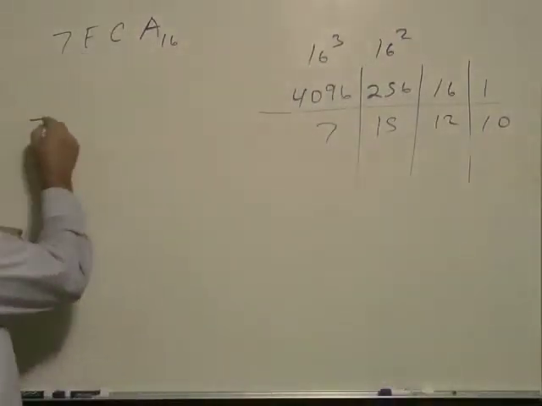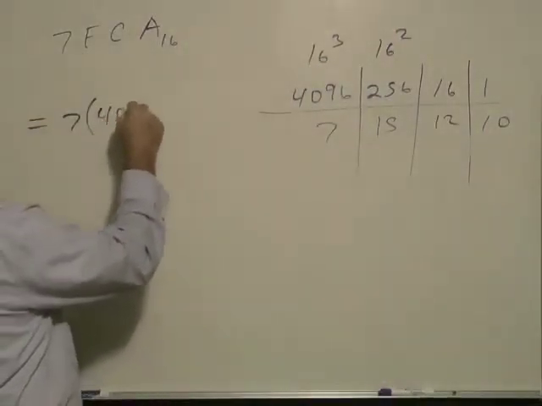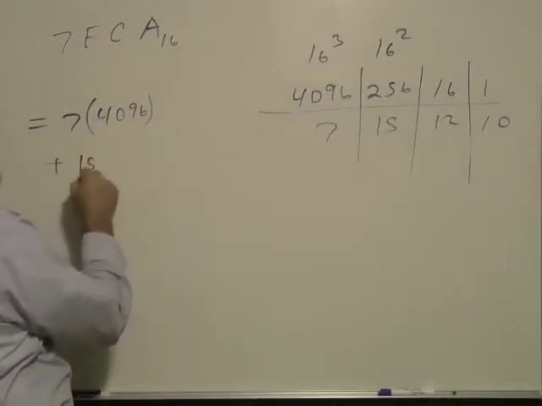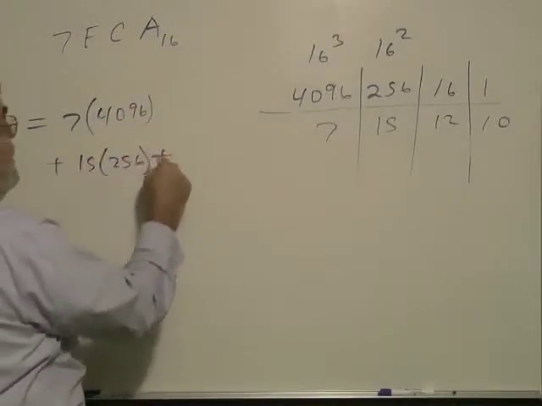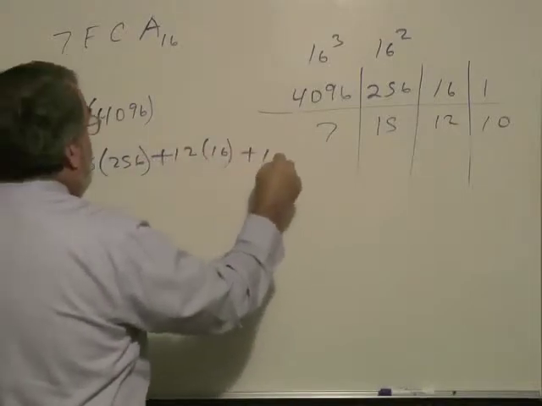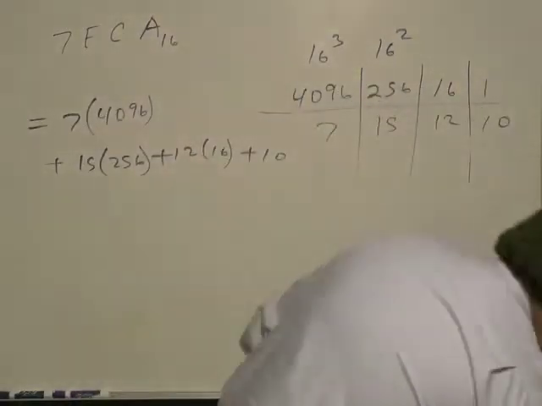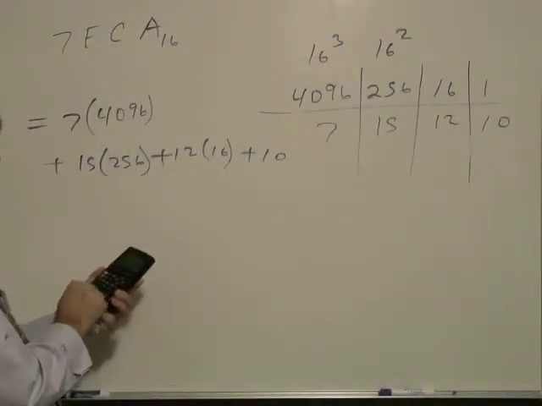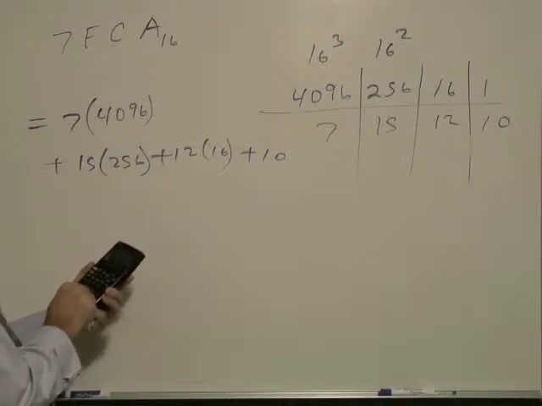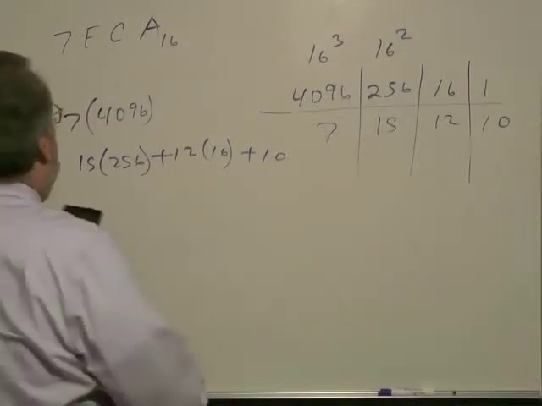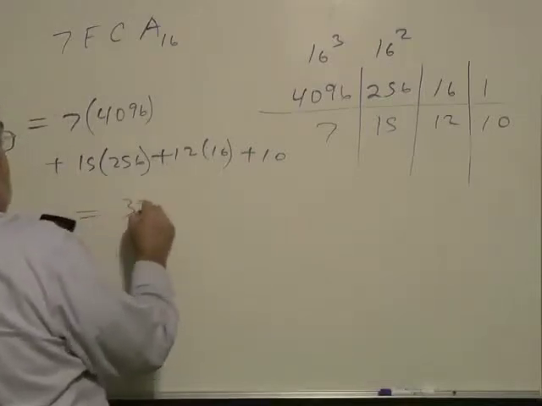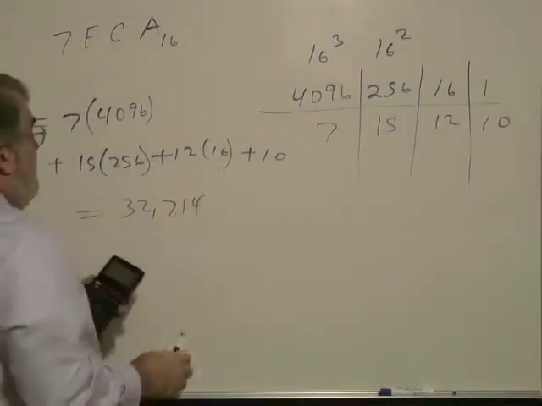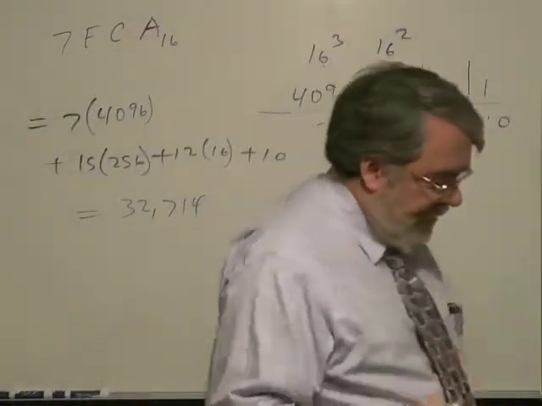So this would be 7 times 4096 plus 15 times 256 plus 12 times 16 plus 10. And I'm just going to run that through a calculator. So 7 times 4096 plus 15 times 256 plus 12 times 16 plus 10. I get 32,714. Okay, base 10. So there it is.